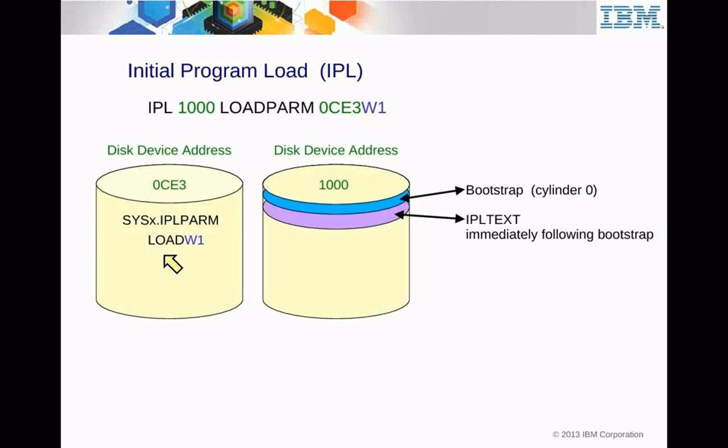That partitioned data set has members inside of it that begin with LOAD and end with a suffix. Notice here in the load parm, I gave a device address, and I said W1. What we're saying is, go to the IPLPARM data set and find LOAD W1. That's how it's working.